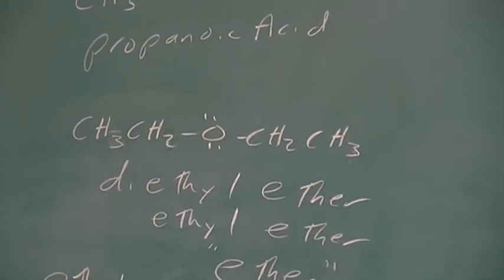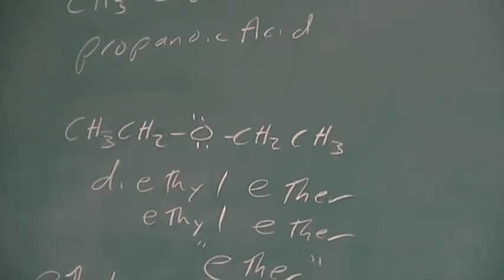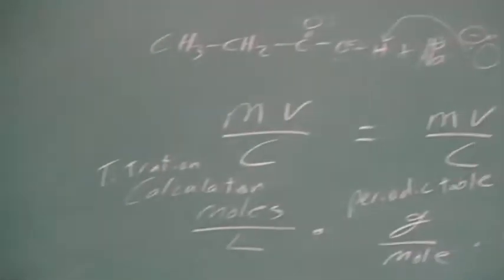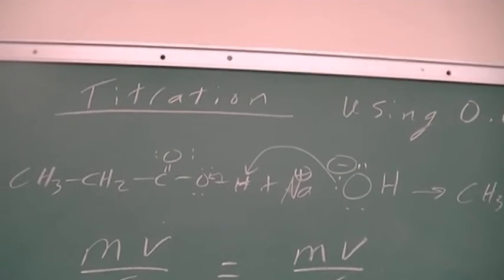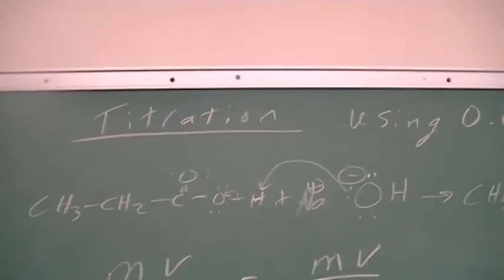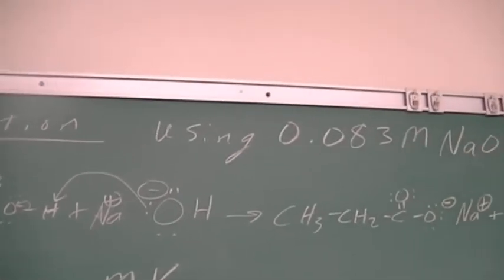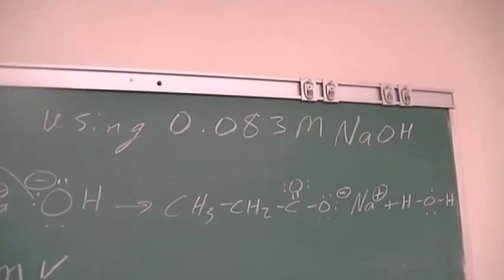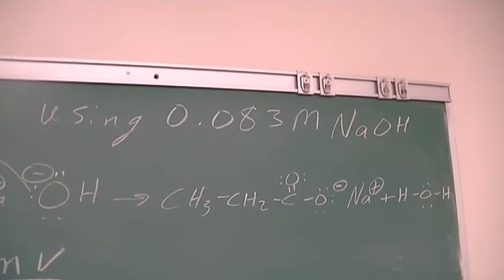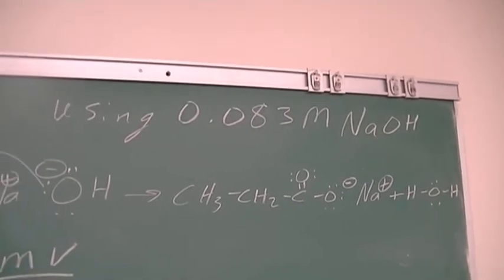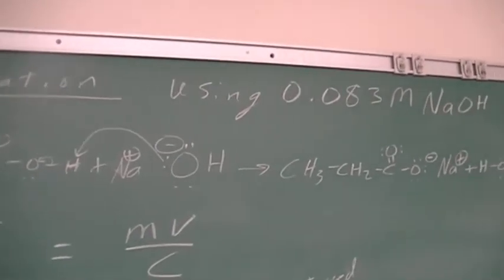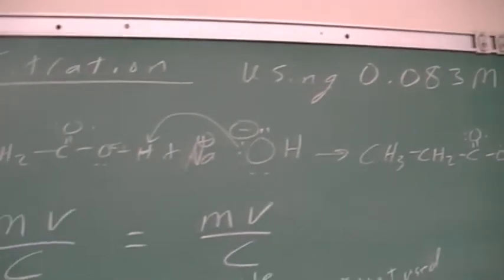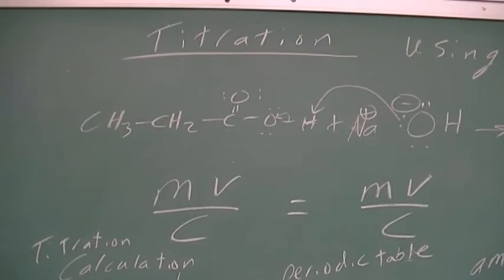And to determine how well we did our extraction, taking the propanoic acid out of the water, we're going to do a titration. The titration is going to use 0.083 molar NaOH. That is the concentration of the base that we're going to use today for our titration. And we're only going to give two significant figures for this experiment.